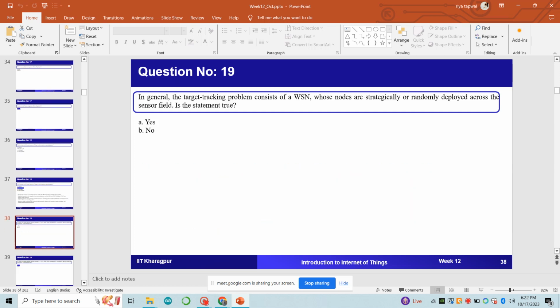Next question is, in journal, the target tracking problem consists of a WSN whose nodes are strategically or randomly deployed across the sensor field. Is the statement true? Yes or no? Yes, true. Okay, anyone else? Yeah, this statement is true.